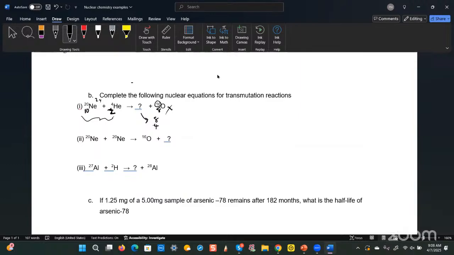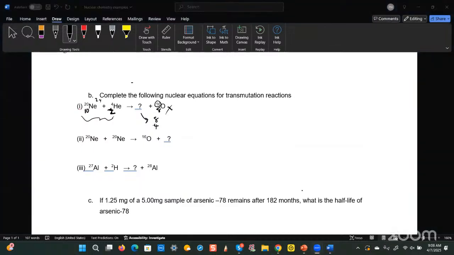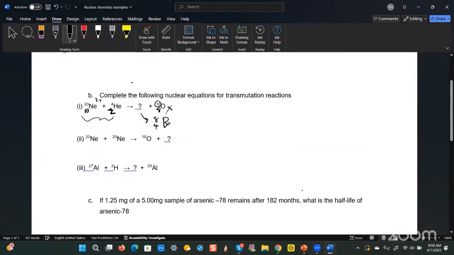Somebody says beryllium, which I think is the correct answer. In fact, I'm sure it's the correct answer. So Be would be the symbol there. All right. Okay. For the next one, again, neon is 10, and there are 2 of them.